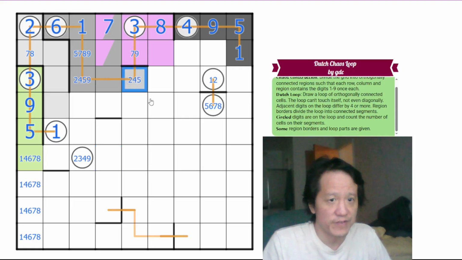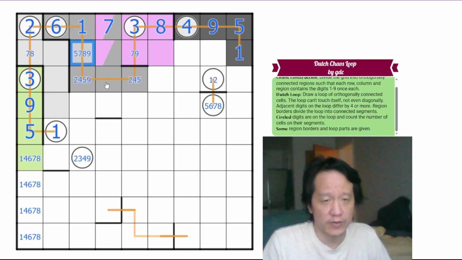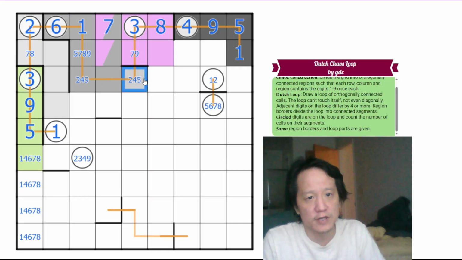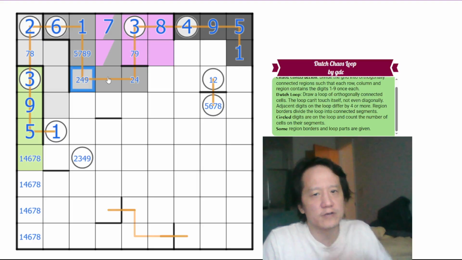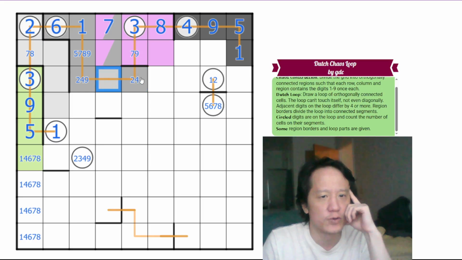This can never be 5. Neither can this. If this is 5, it would have to be between 9 and 1 in the region, but we already have a 1 in the region. So this can't be 5, and this can't be 5. This can't be 9 either, because if this is 9, that would guarantee that this is a 1 through 5, and 1 through 5 is not 4 or more away from 2 and 4.